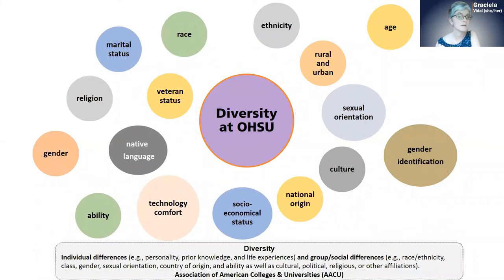When we thought of our concept of diversity at OHSU, we took into account the definition of the Association of American Colleges and Universities that says diversity is composed of individual differences. Like, for example, we mentioned the technology comfort of our students, those are individual differences, and also group and social differences. It is always important to have a clear picture of your students' backgrounds. So to access demographic information for our students, we requested that information from the registrar offices at OHSU, OSU, and OIT.